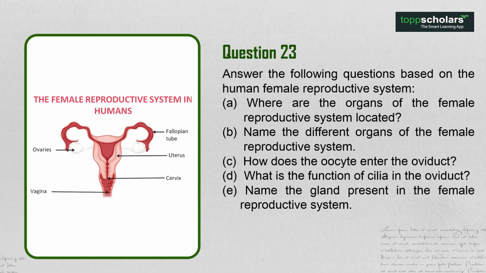Question 23. Answer the following questions based on the human female reproductive system. A. Where are the organs of the female reproductive system located? B. Name the different organs of the female reproductive system. C. How does the oocyte enter the oviduct? D. What is the function of cilia in the oviduct? E. Name the gland present in the female reproductive system.